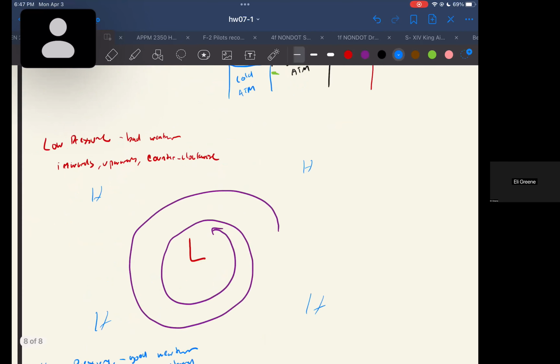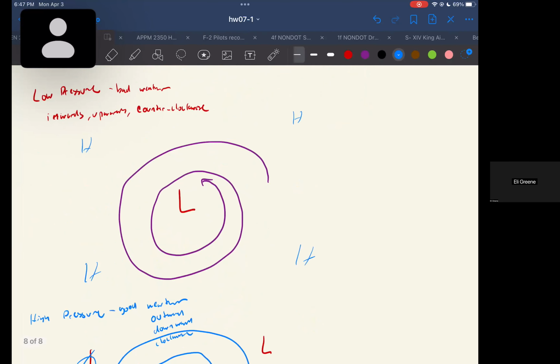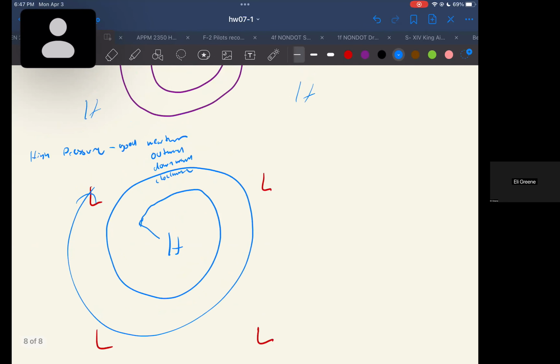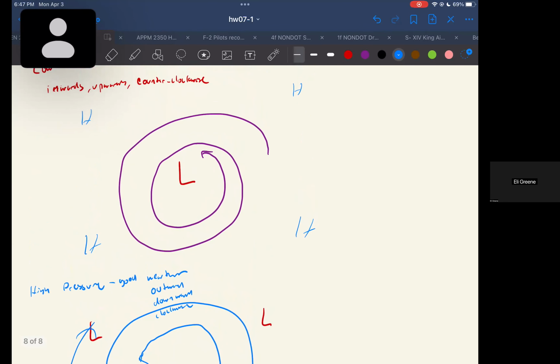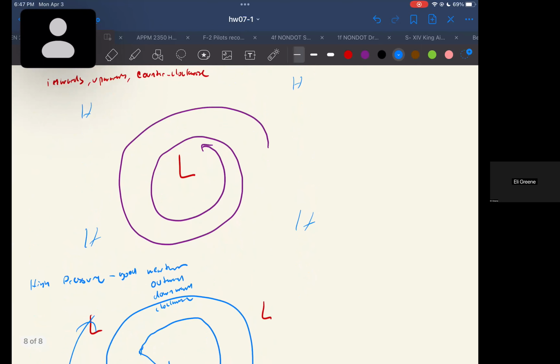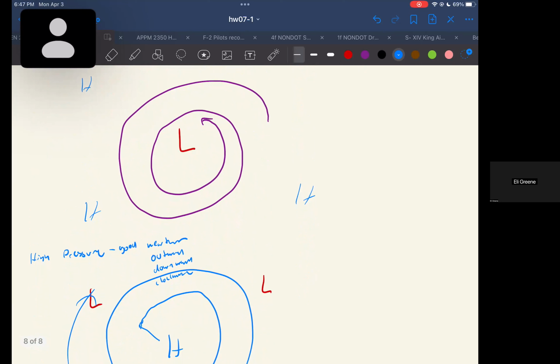So low pressure is associated with bad weather, high pressure is associated with good weather. And then high pressure in the northern hemisphere is clockwise, low pressure in the northern hemisphere is counterclockwise. Questions on that?